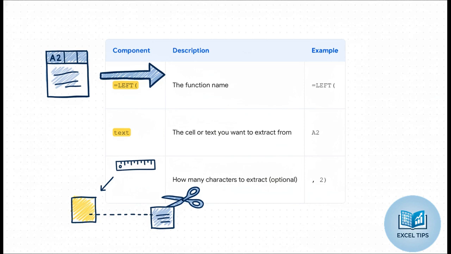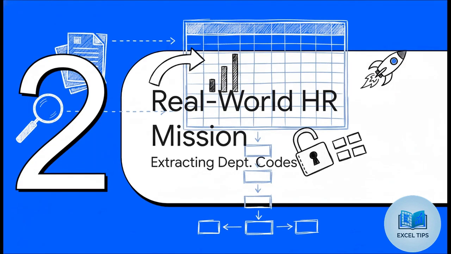You just type =LEFT, open the parentheses, and then it only needs two things. First, text, which is just the cell you want to pull from, like A2 here. Then num_chars, which is literally just how many characters you want to grab from the left. That's it. So simple. Okay, theory is one thing, but let's see this formula in action.